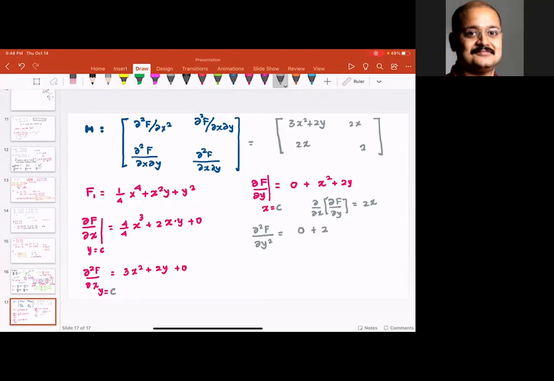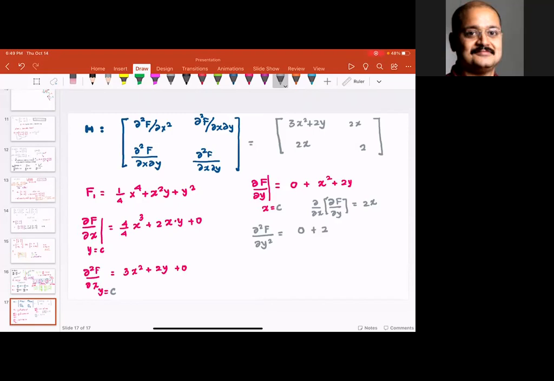Now, why is the Hessian super important? These problems that you are solving are leading us to the next part, which is the crux of this course, related to neural networks and machine learning. So you have an objective function of the form 1/4 x^4 plus x^2 y plus y^2. Finding the optimal solution is finding the minima.